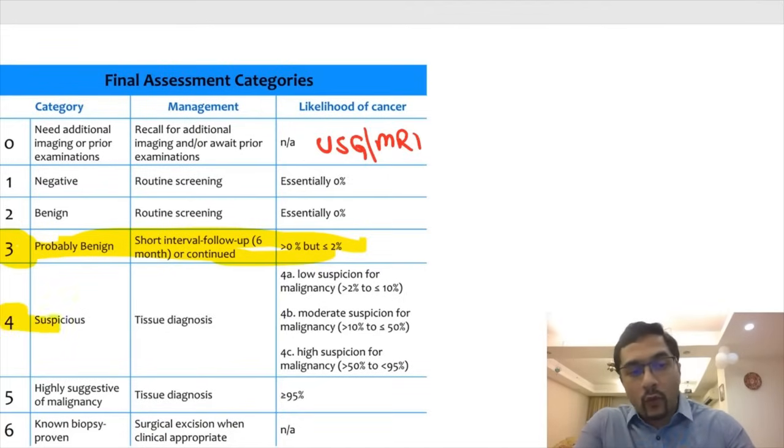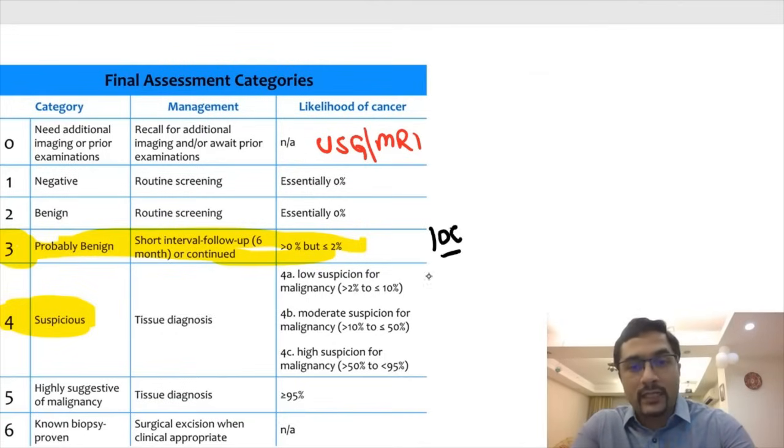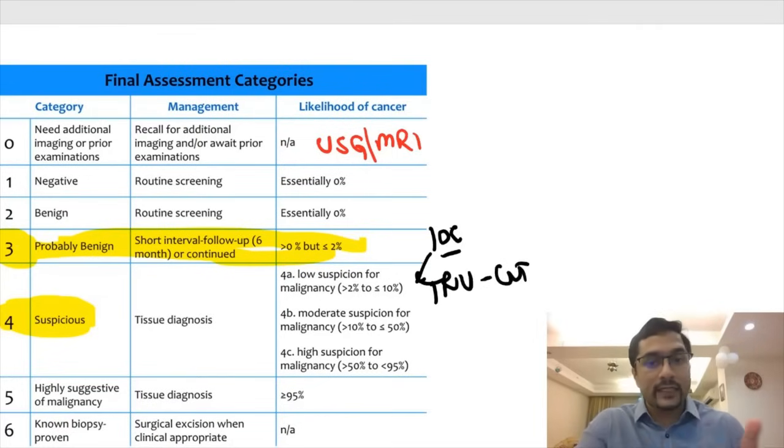All BI-RADS 4 lesions which are suspicious require a true cut biopsy. Please remember, not an FNAC. The investigation of choice for a breast lump is true cut or core needle biopsy. It is not FNAC. Please remember this. BI-RADS 5 is highly suspicious of malignancy. Again, a true cut biopsy is required.